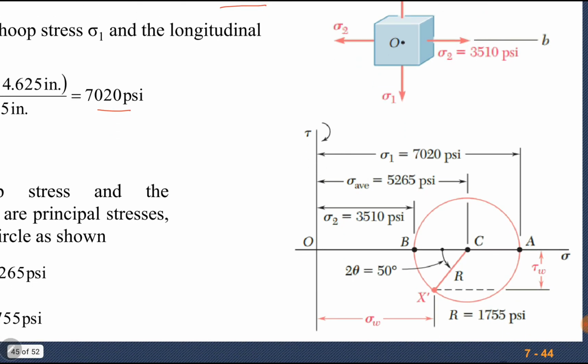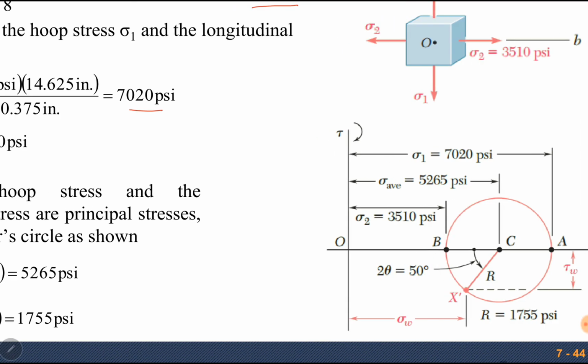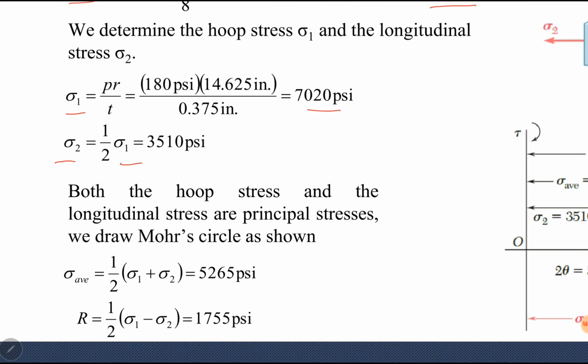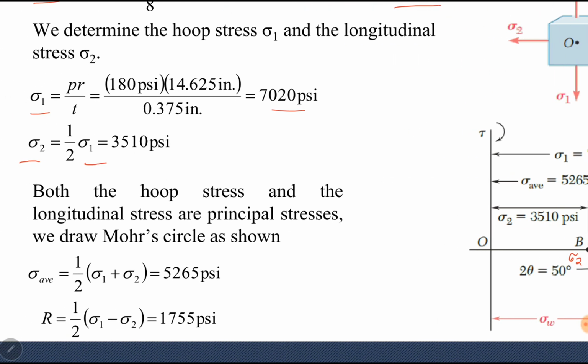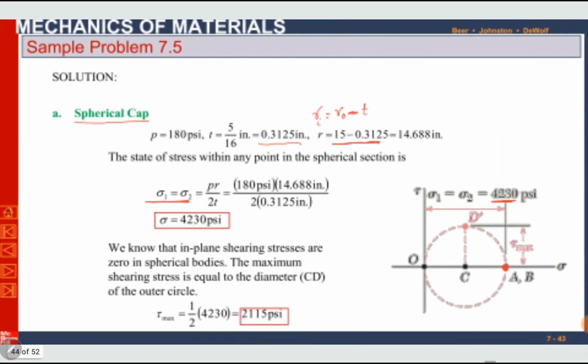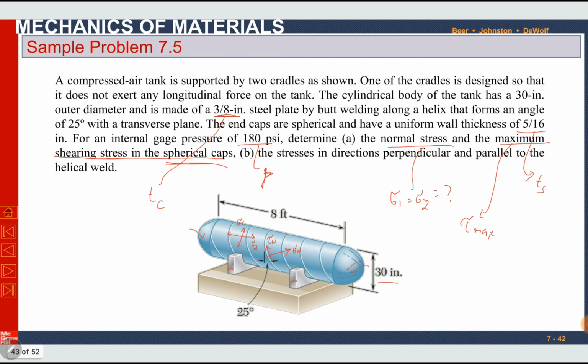Here it is. Point A denotes sigma 1 and point B denotes sigma 2. We know the numerical values, so we can draw a circle between 2 points. Okay, the average stress is half of sigma 1 plus sigma 2, and radius of this circle is sigma 1 minus sigma 2 divided by 2. So we know both radius and average stresses now. What we have to do is very important. Now let us move to the given diagram.